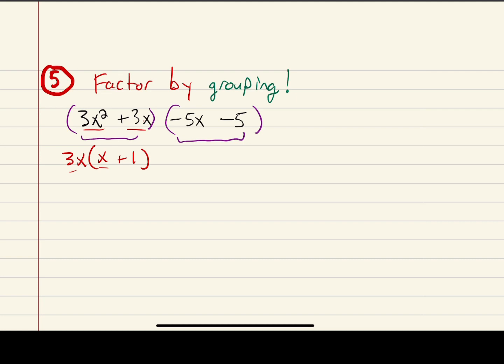Now, if I look at the other group over here, I see that I have minus 5 that I can pull out of each of them. So I'm going to remove minus 5. Now they both don't have x, or I should say only one of them has x. So we're not going to factor out x. It's not a complete common factor. So I'll pull out the 5. And when I go negative 5x divided by negative 5, that gives me just x. And then negative 5 divided by negative 5 is going to give me plus 1.